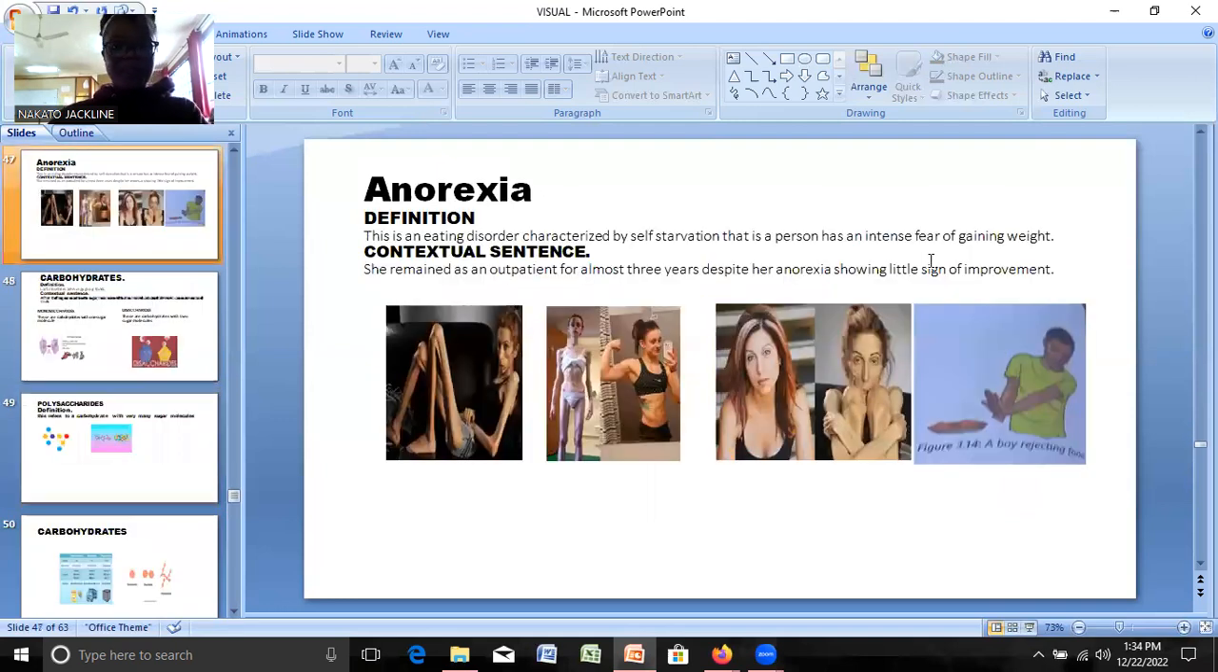Again, we have anorexia. Anorexia is also another disorder. Here, you starve yourself. It is kind of similar to bulimia, but here a person starves themselves. They don't eat completely. They don't want food. They send away the food.